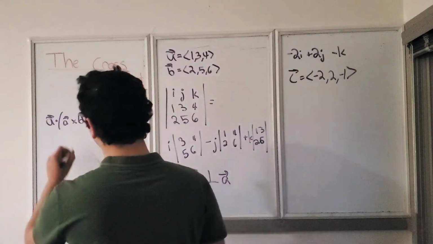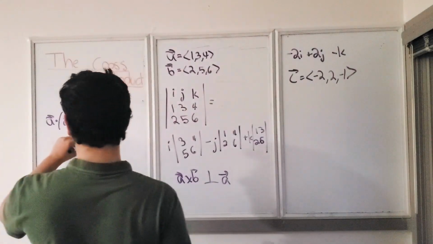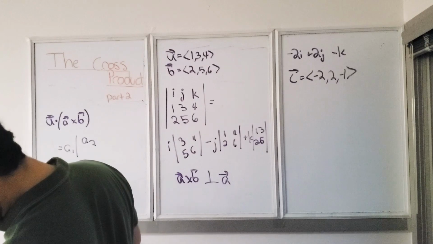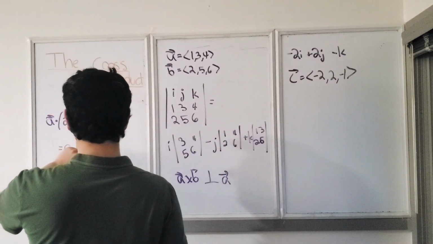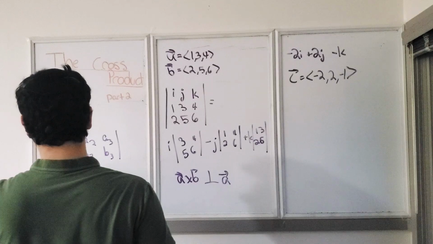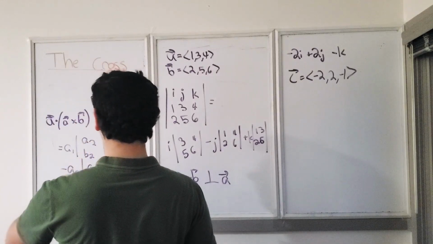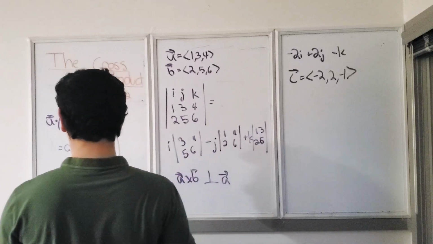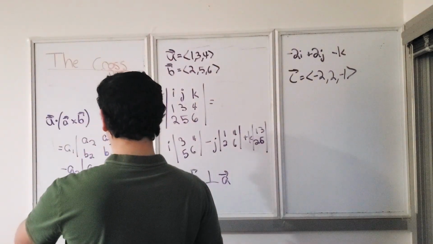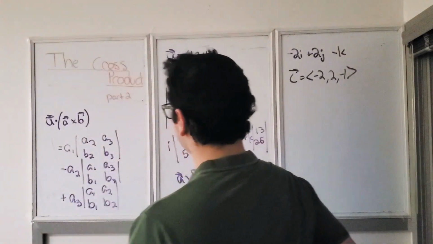and that comes out to be A1 times the determinant of A2, A3, B2, B3, minus A2 times the determinant of A1, A3, B1, B3, plus A3 times the determinant of A1, A2, B1, B2 over here. And if you go ahead and multiply this all out, we're going to see that it becomes 0.